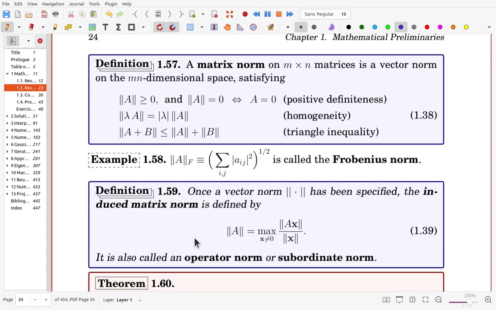For the matrix norm, similarly, the norm requires these three conditions. The function value of the matrix norm must be non-negative. Once it is 0, then the matrix must be 0. The scalar lambda multiplication can go out with an absolute sign, and also the triangle inequality must be satisfied. Once these three conditions are satisfied, then the function is a matrix norm.